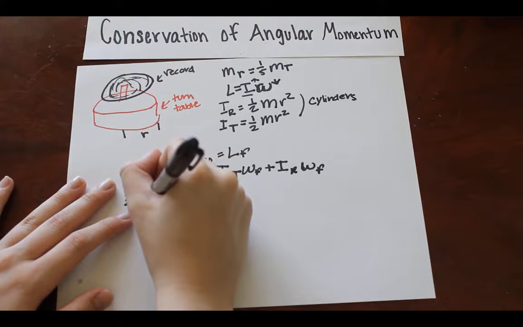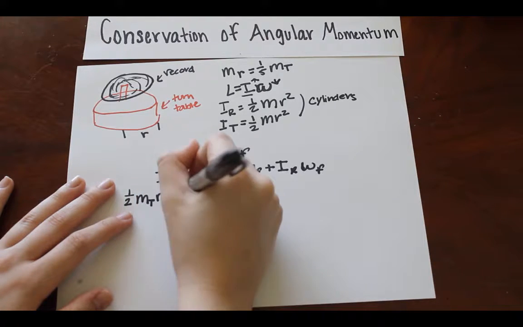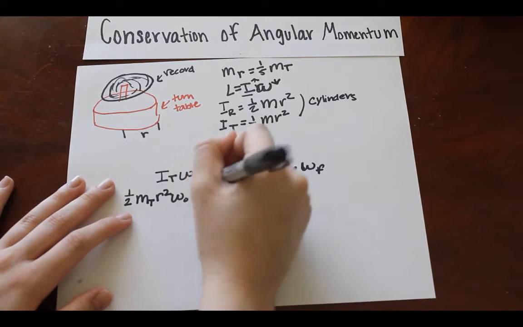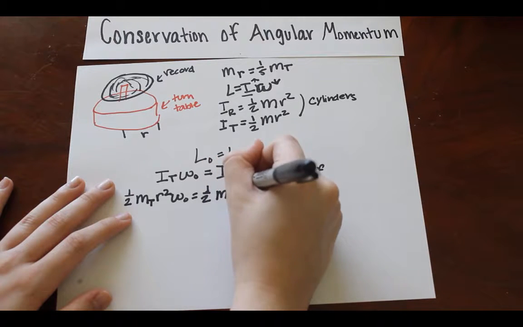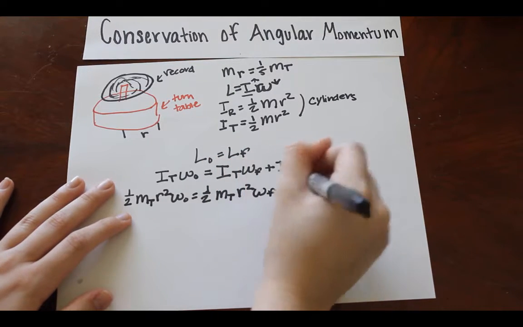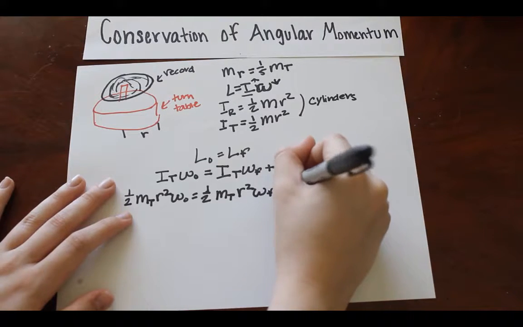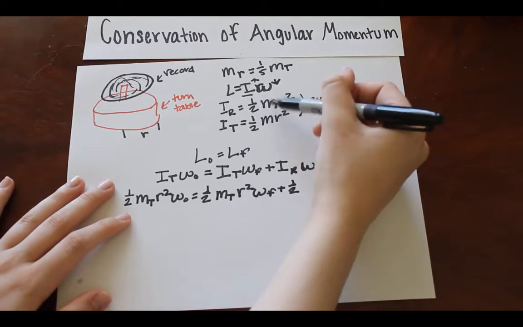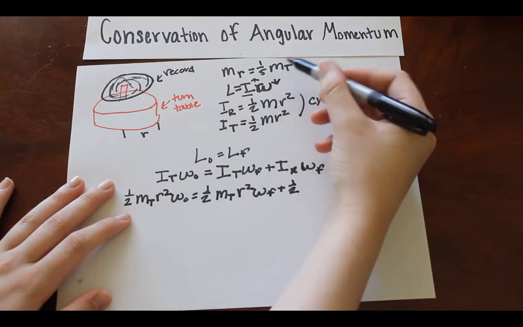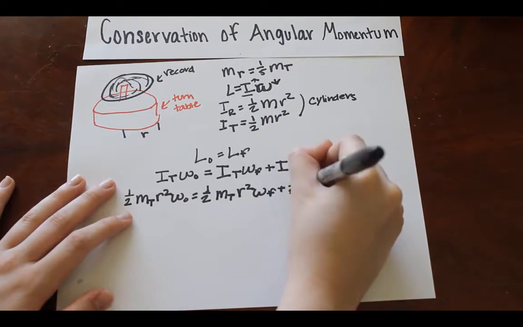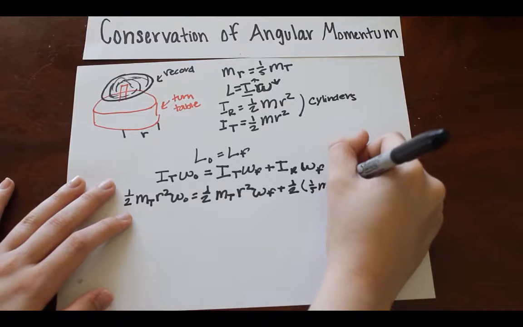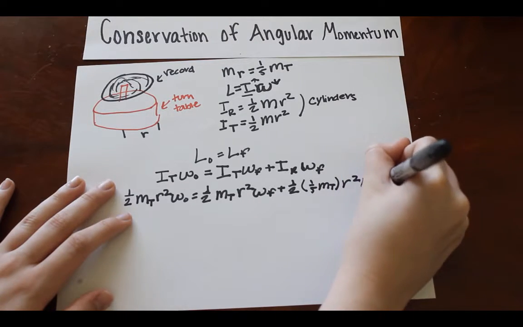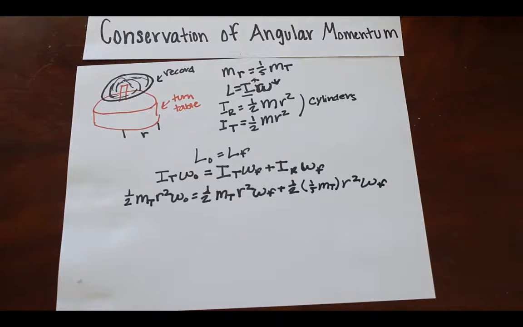So we're going to have 1/2 mass of the turntable times radius squared omega naught equals 1/2 mass of the turntable radius squared omega final plus 1/2. But because the mass of the record is 1/5 the mass of the turntable, we write 1/5 mass of the turntable times radius squared omega final. So there's our equation.